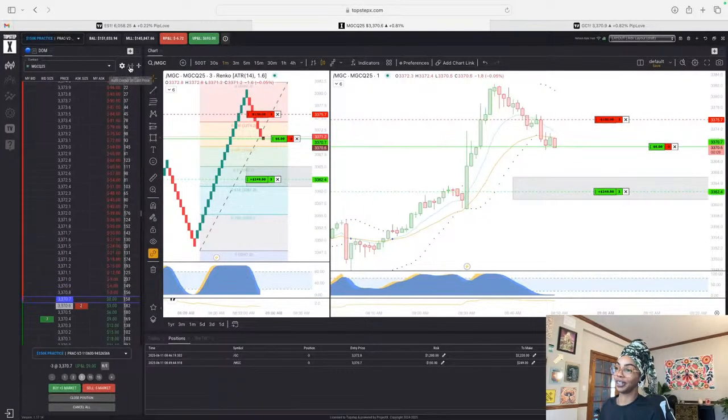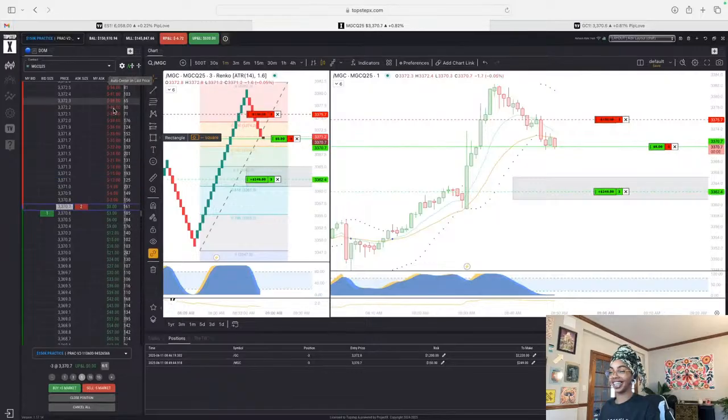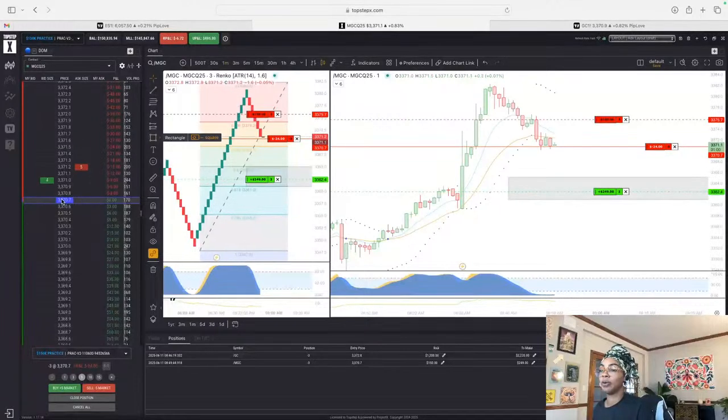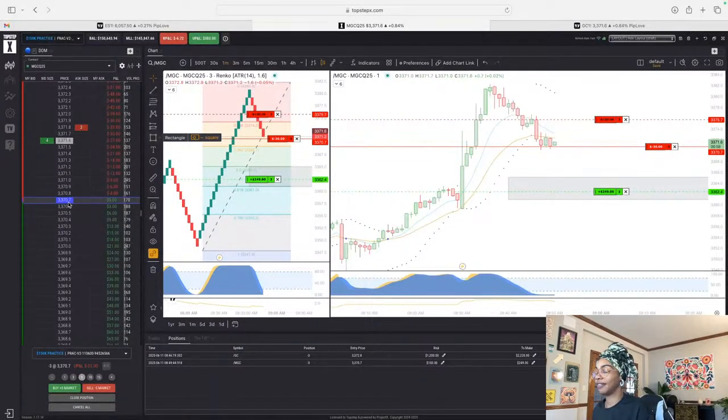Okay. Here we go with some realistic numbers. Okay, so again, we were entered in this trade here with our micros at 3370.7.